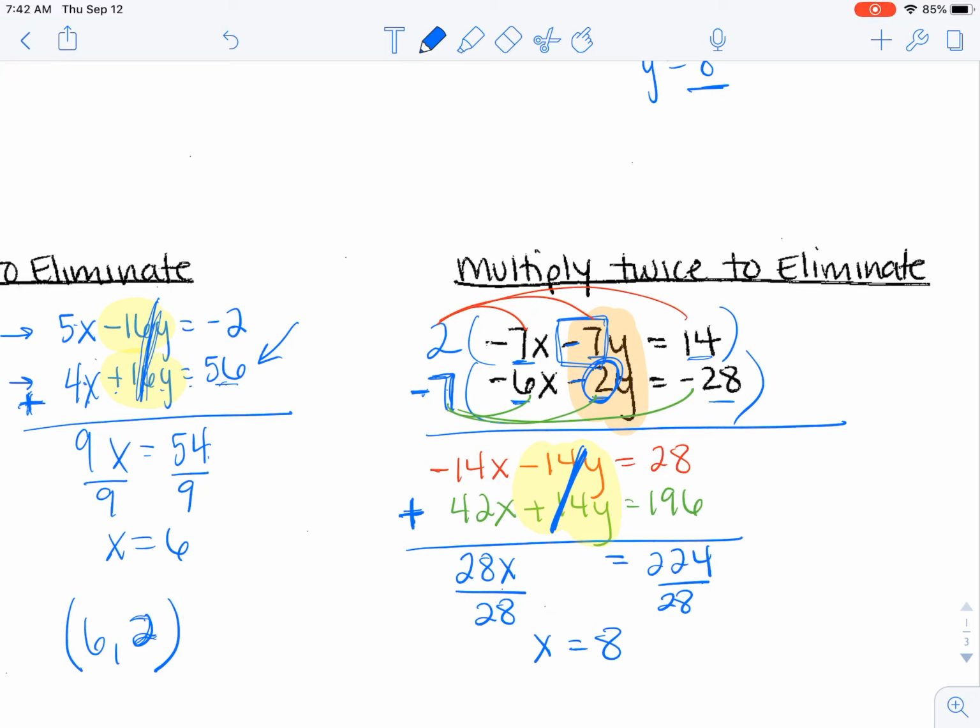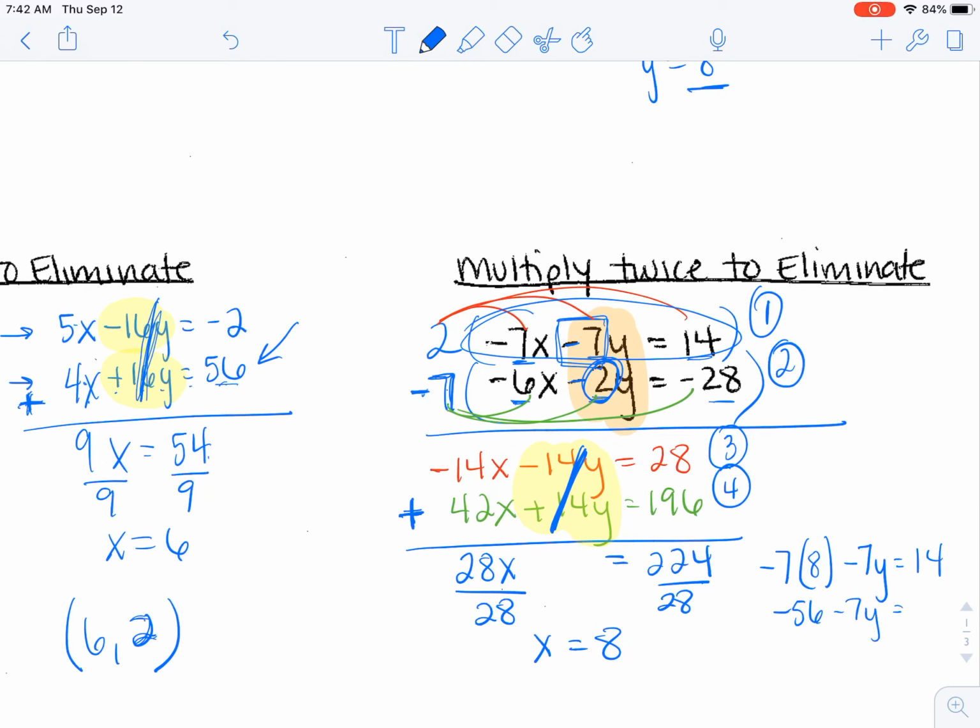Now that I know that x equals 8, I have 4 different options that I can plug this back into. I can plug it into the first equation, the second equation, the third equation, or the fourth equation. All 4 of those equations would work. I'm just going to choose the first equation. So I have negative 7 times 8 minus 7y equals 14. So I get negative 56 minus 7y equals 14.